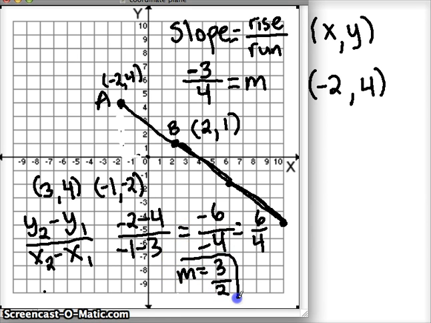And that's my slope. This is a positive slope, so it's going to go up from left to right. It's going to go up 3/2 in between every point on that line. And so that'll give me a positive slope, or a slope that goes up from left to right. It would look something like that.